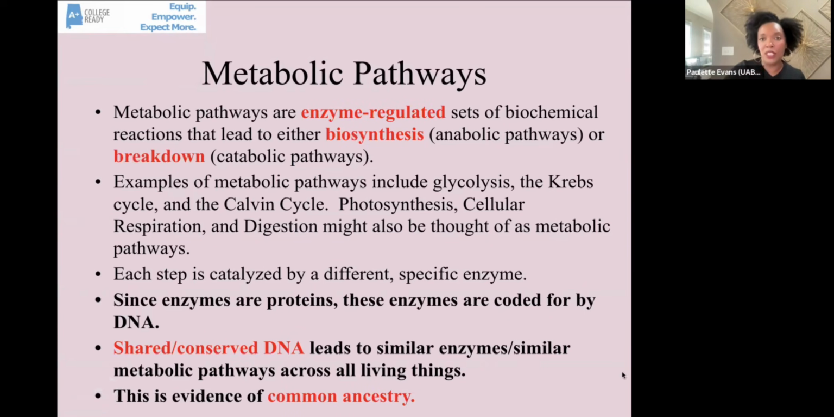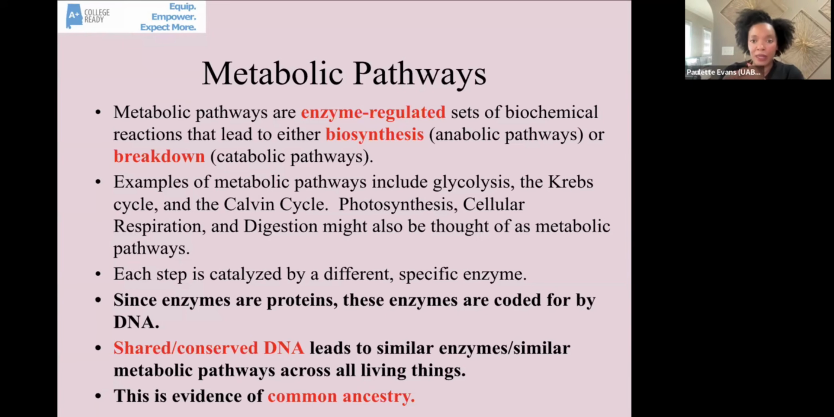All right, so metabolic pathways are enzyme-regulated sets of biochemical reactions that lead to either biosynthesis or anabolic pathways that require energy, or breakdown or catabolic pathways that will have a net release of energy. Examples of metabolic pathways include glycolysis, Krebs, and the Calvin cycle. The first two, glycolysis and Krebs, are in cellular respiration. The Calvin cycle is inside of the light independent reactions or inside photosynthesis. Photosynthesis and cellular respiration and digestion might also be thought of as metabolic pathways.